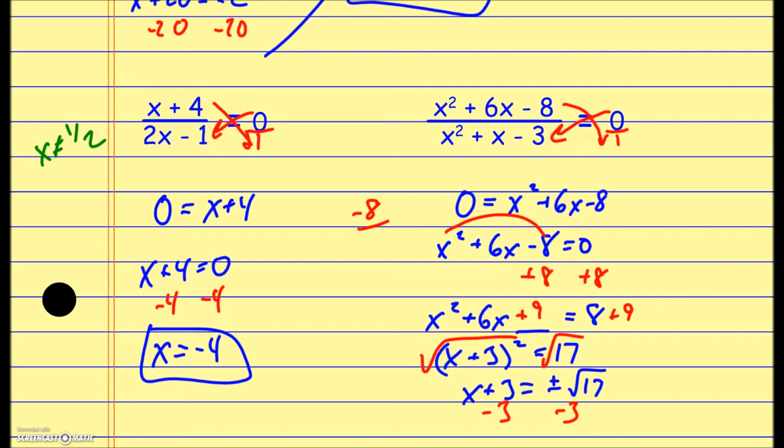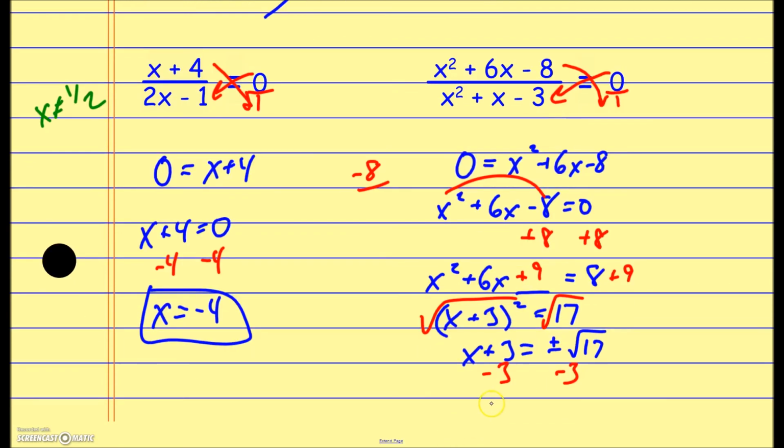And again, remember that I can absolutely use my quadratic formula instead. That gives me x equals negative 3 plus or minus the square root of 17. But keep in mind, when we have an a value that's 1 and a b value that's even, completing the square is really the way to go. And what's interesting here is I have to compare this to my domain restrictions.